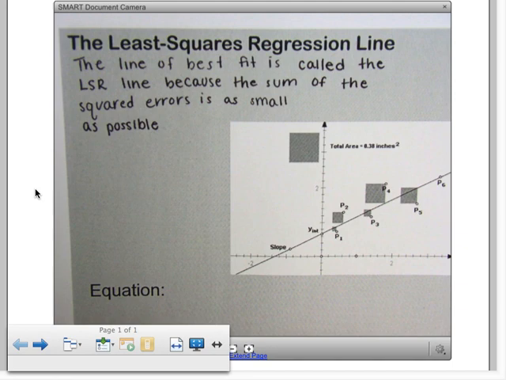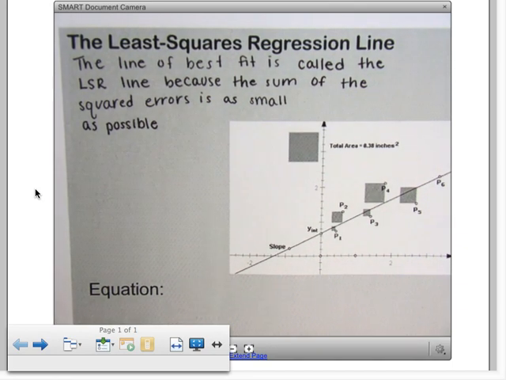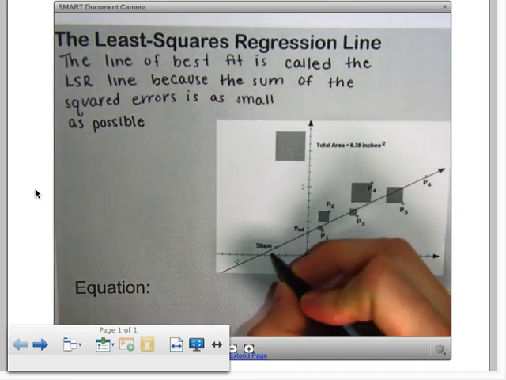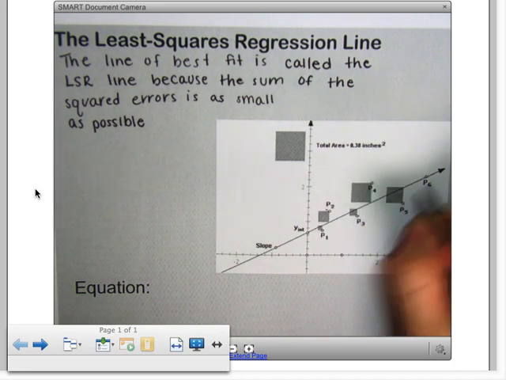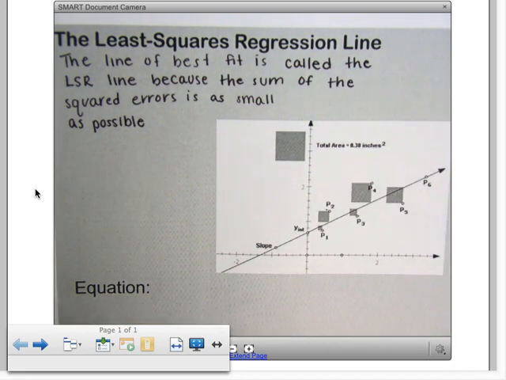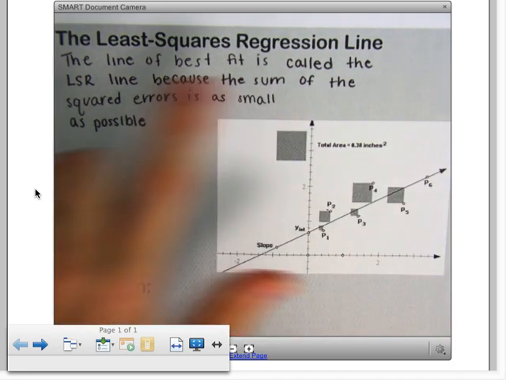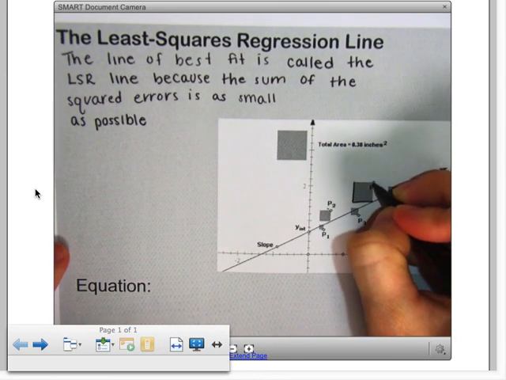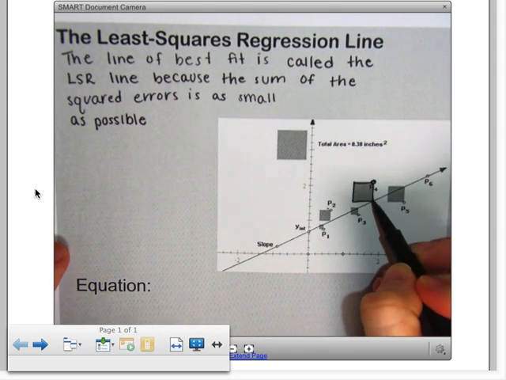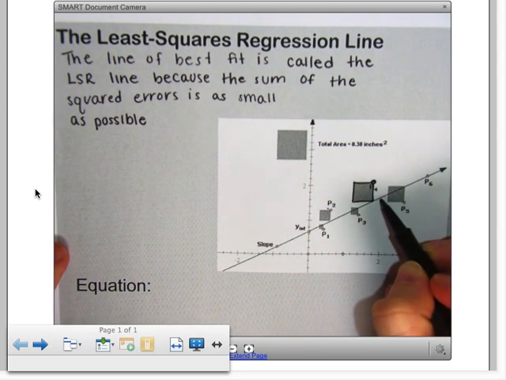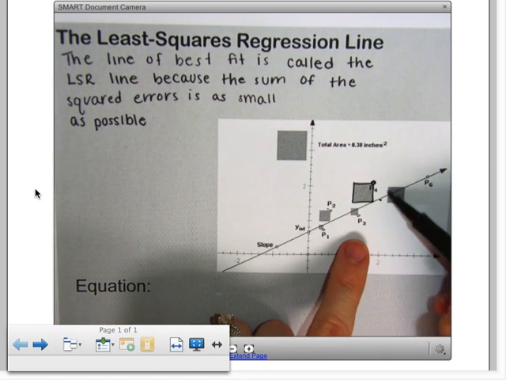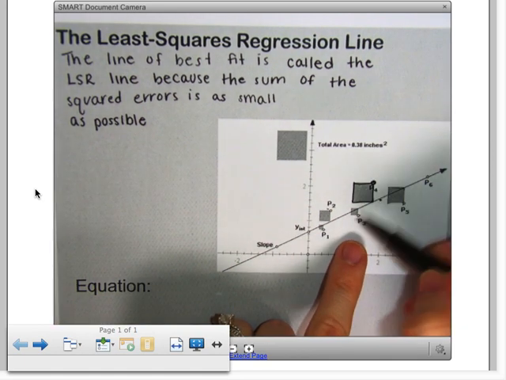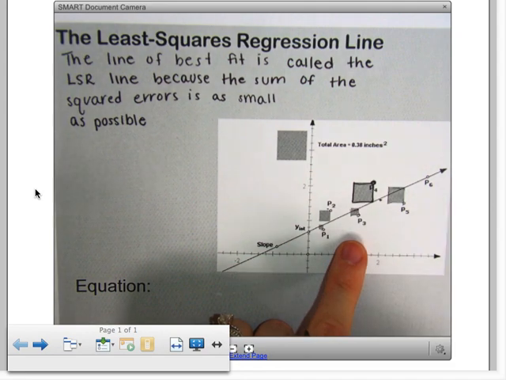Okay, so if you look at this graph here, it's not on your sheet, just look at the one up here. We have these points here, and this is our line of best fit. So the sum of the squared errors, these boxes here, this is the squared distance from the point to the line. Okay, so this is the line of best fit because all of these right here, these are as small as possible, so it's the best place to put the line.